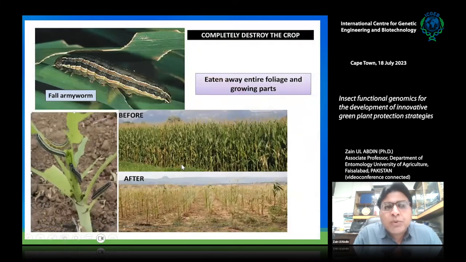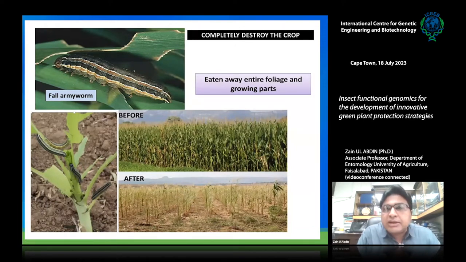Here, just a quick overview. For the case study, this is a fall armyworm. Most of you have an idea about the fall armyworm. It destroyed whole corn industries throughout Pakistan and throughout the world. And here you can very clearly see the situation of the crop before the attack of the fall armyworm, and after the attack of the fall armyworm, you can see what the situation would be over here.